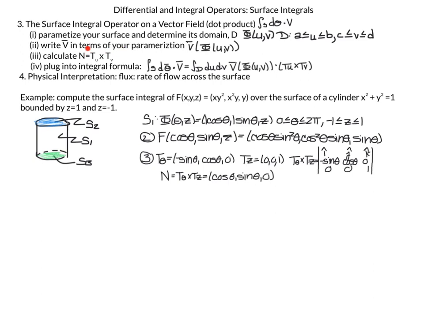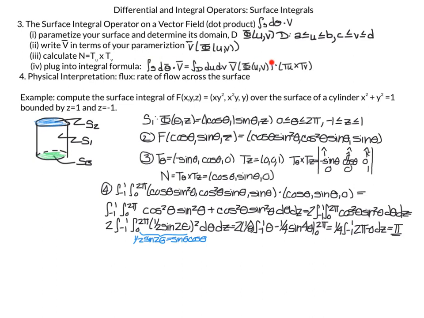The next step is to calculate the normal. So the first thing I do, I come back to my parameterization. I calculate the partial derivative with respect to the first variable, and I get minus sine theta, cosine theta, 0. I calculate the partial derivative with respect to my second variable. I get 0, 0, 1. That's really nice, because then when you do the cross product, it's relatively easy, and the normal will be cosine theta, sine theta, and 0.